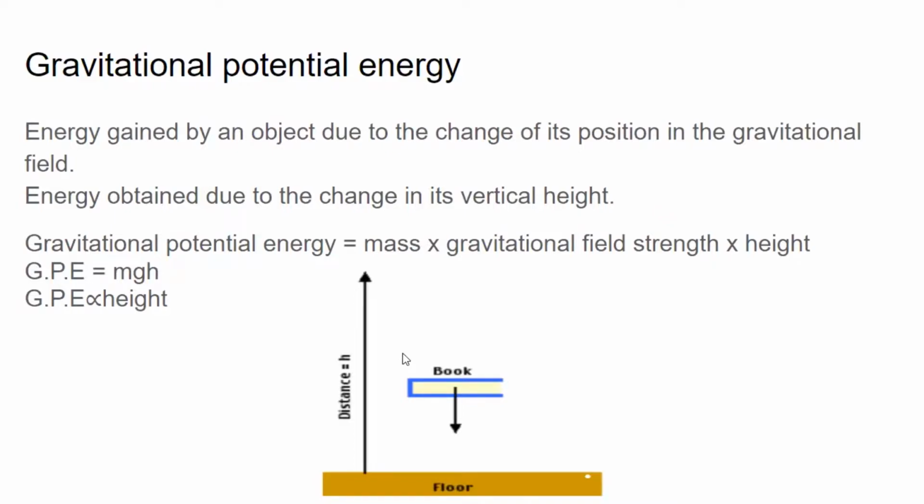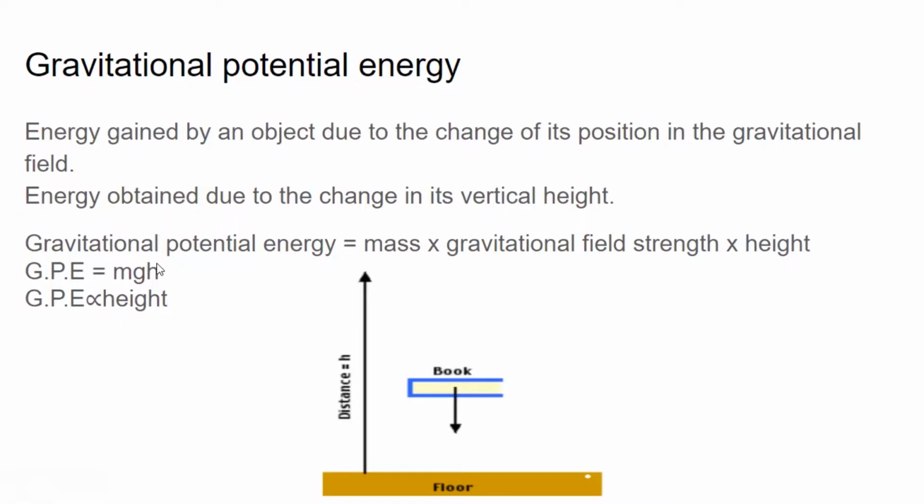Gravitational potential energy is the energy gained by an object due to the change of its position in the gravitational field. So if we move this book further upwards, the vertical distance between the book and the ground increases, so its gravitational potential energy also increases. But if we bring the book towards the ground, its vertical height is decreasing, so its gravitational potential energy is also decreasing. This shows that gravitational potential energy is directly proportional to height.